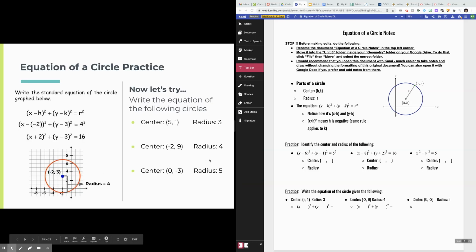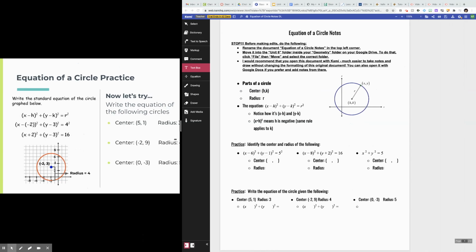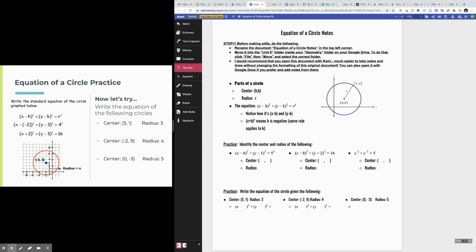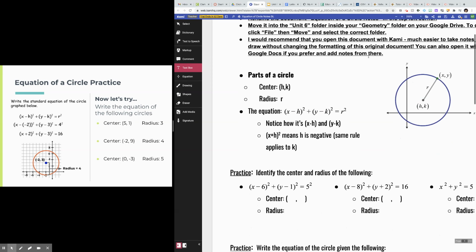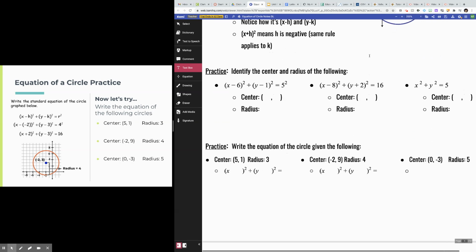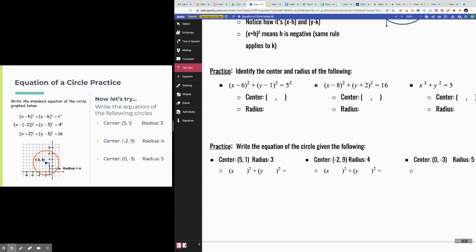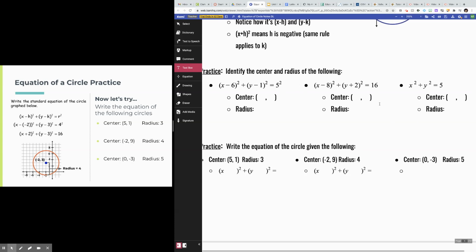Okay, and I have some examples for you here, but I'm actually going to move this a little bit and make this a little bit larger so that you all can see this a little better. Okay, so here we're going to use this information that we have in order to figure out what the center and radius are of the circles that you see here, as well as try to write some equations of our own. And obviously they get a little harder as you go through.